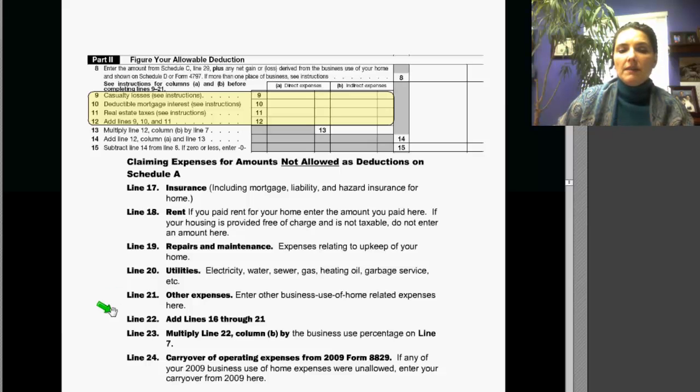Line 22, you add up lines 16 through 21, and then on line 23, you multiply line 22, column B, by the business use percentage shown on line 7. Then on line 24, you enter a carryover of operating expenses from 2009 Form 8829. If any of your 2009 business use of home expenses were unallowed, enter your carryover from 2009 here.